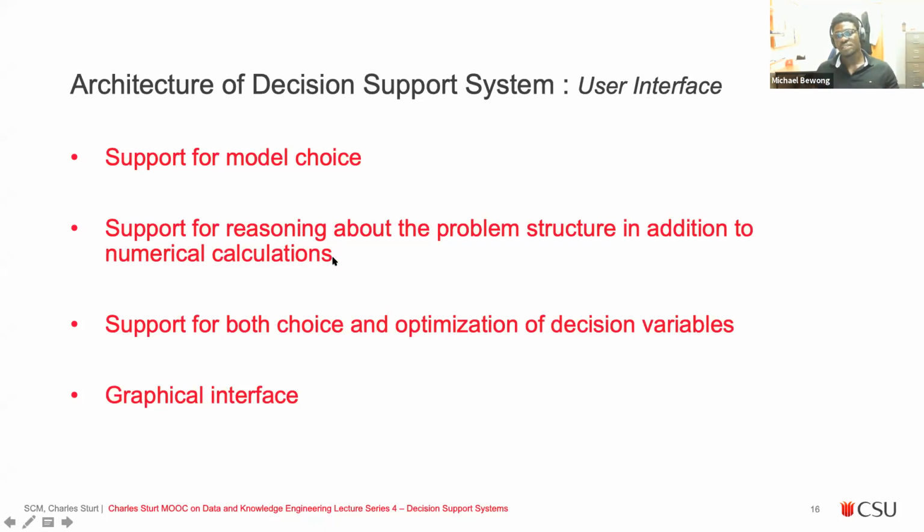So it's really important to provide support for the choices that the decision support systems make. Now, generally, when you build a data mining model, you would be doing predictions, but you can also build data mining models that provide context to the predictions that you are making. The third point is that you need to be able to provide support for choice and optimization of the variables.